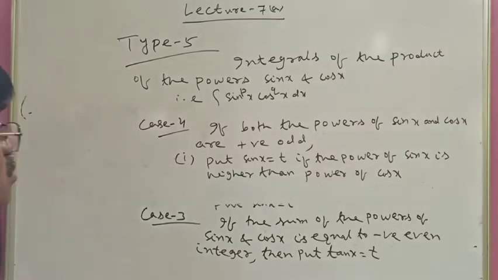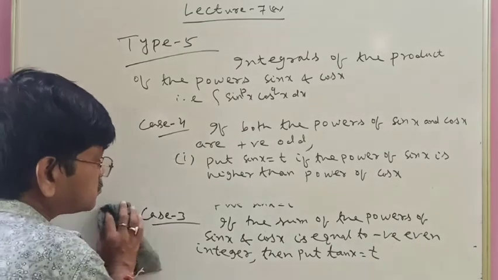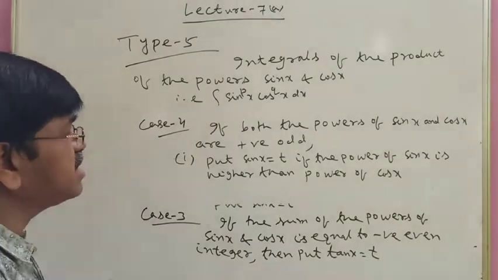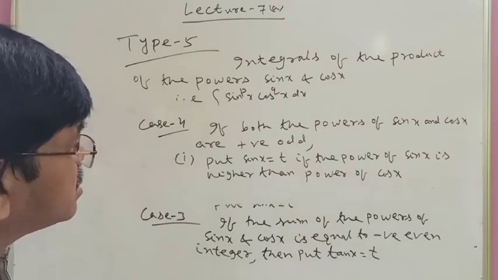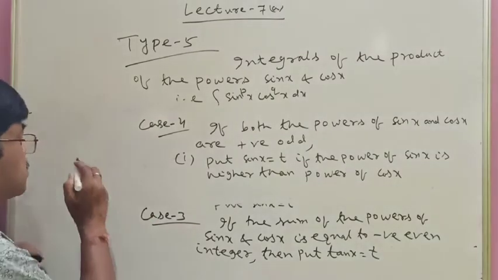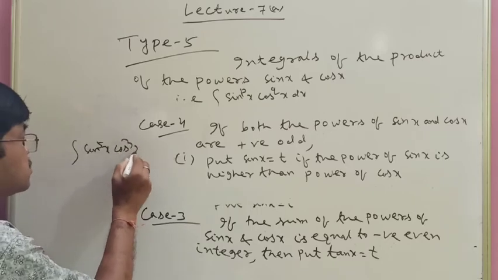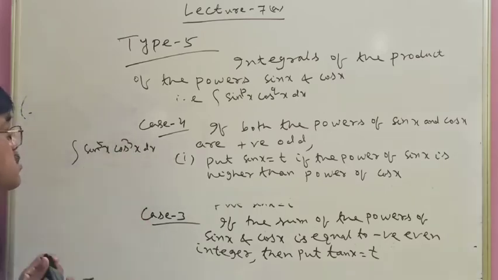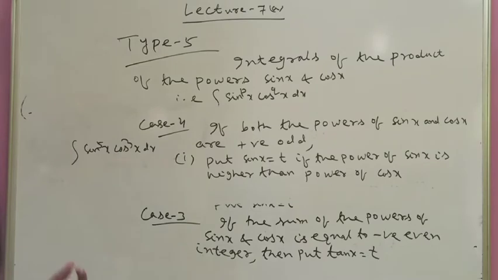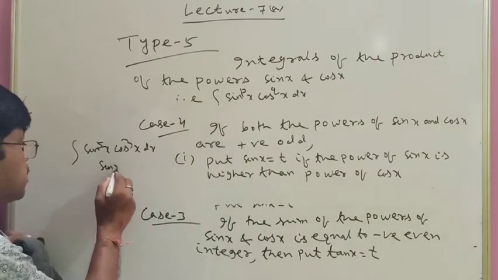So put sin x equal to t. Actually, practically, you can take here sin x as well as cos x. Suppose I give a question like this: sin to the power 5x cos cubed x. Here both powers are odd. So whose power is higher? You take that as the substitution. Here the sin power is higher than the cos power, so put sin x equal to t. This is for time saving purposes.